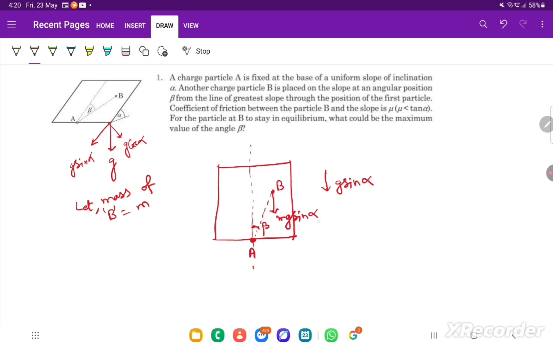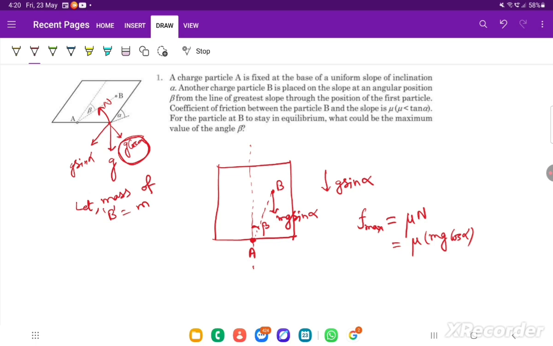And what about mg sin alpha? mg sin alpha is constant by magnitude and direction both, so it's a constant force. And then comes friction. What is the maximum value of friction? Mu into normal reaction. And you can imagine that normal reaction is nothing but mg cos alpha in this case, as here g cos alpha is the acceleration perpendicular to the plane, and the normal reaction will balance B to stay on the plane. So the maximum value of friction is mu mg cos alpha.